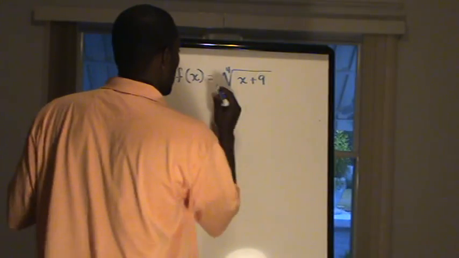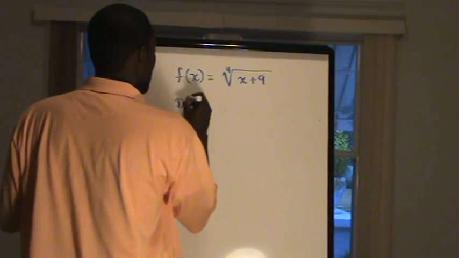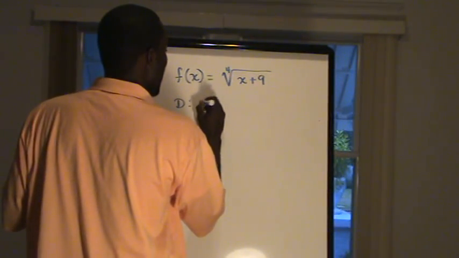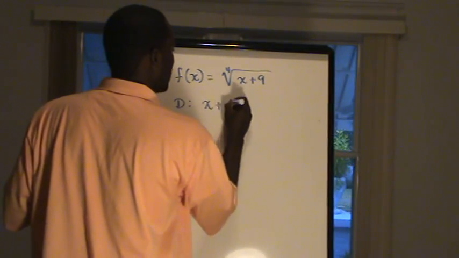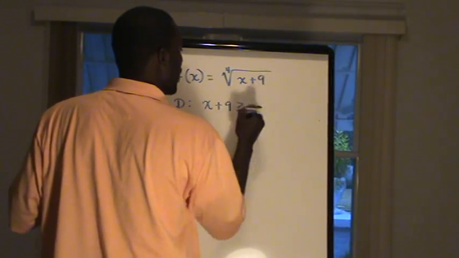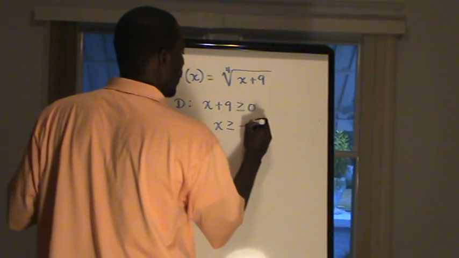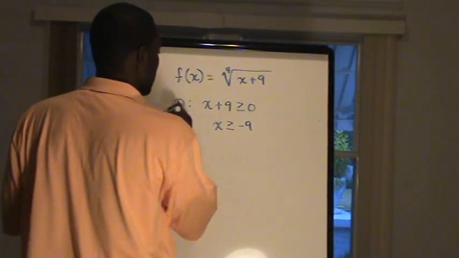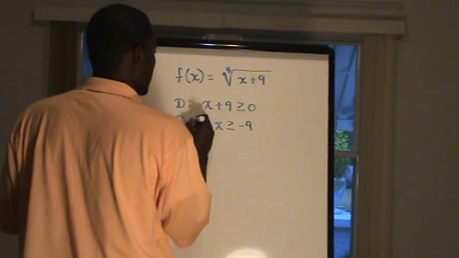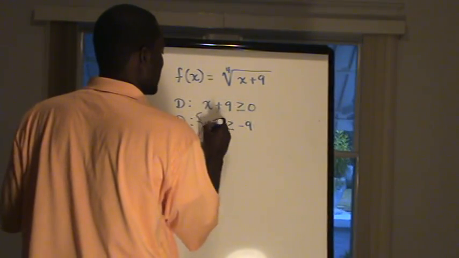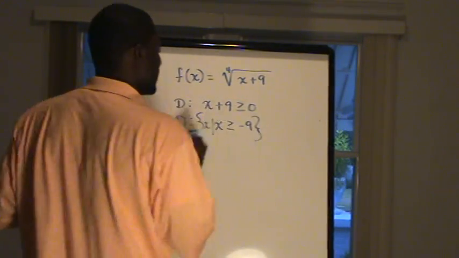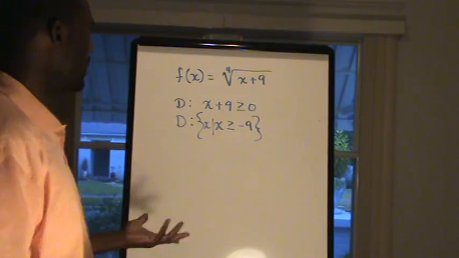So our domain will be found when we solve x plus 9 greater than or equal to 0. So this is simply x is greater than or equal to negative 9. So that is my domain: the set of all x such that x is greater than or equal to negative 9.